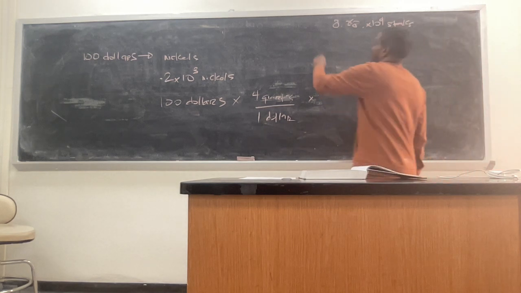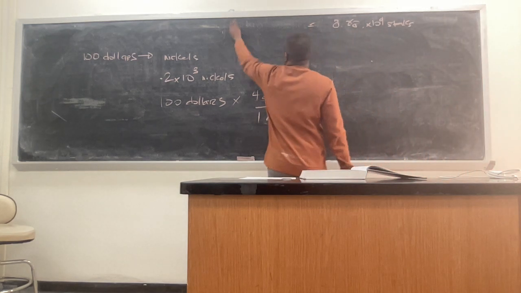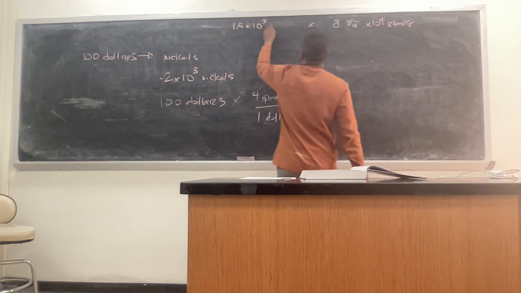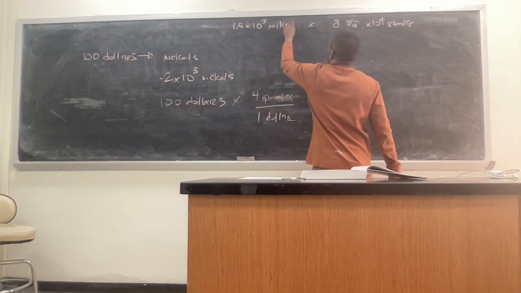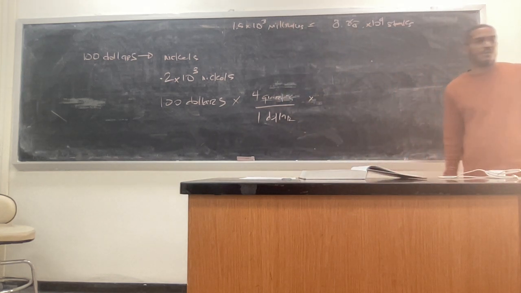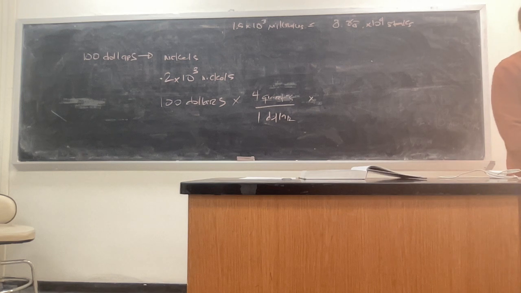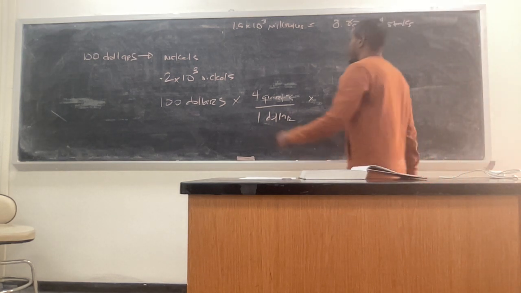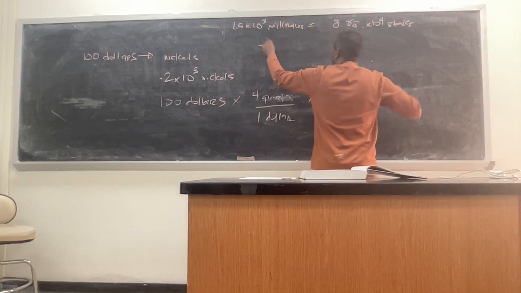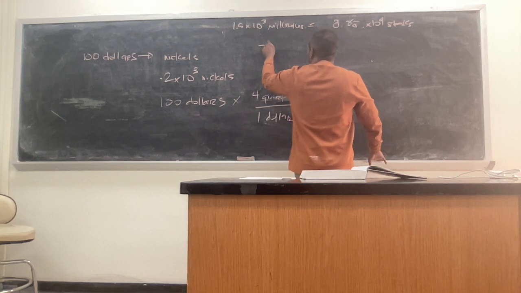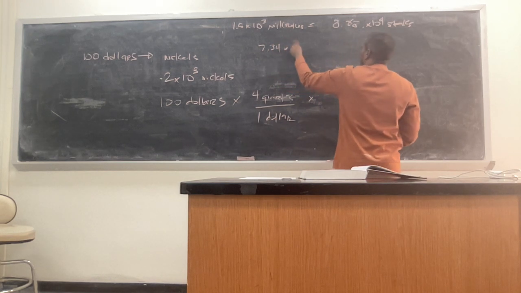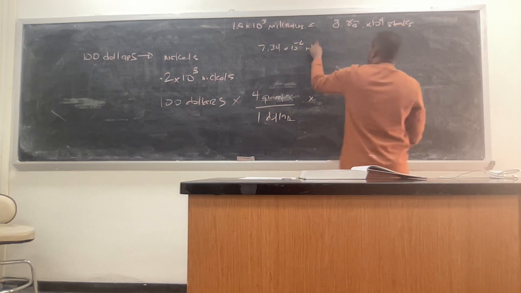What was the other number? 1.5 times 10 to the 3 milkshakes, right? And so all we're doing is, this is a conversion factor. He gave us the milkshakes. What was it? 7 point what? 7.34 times 10 to the negative 6 milkshakes.